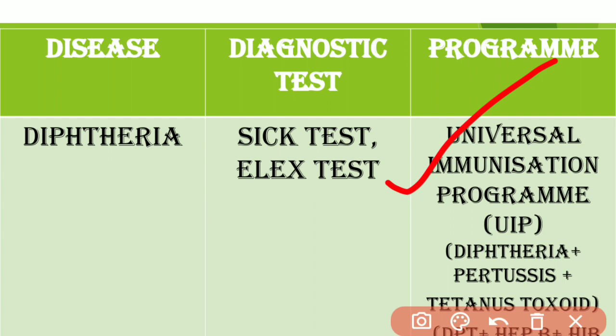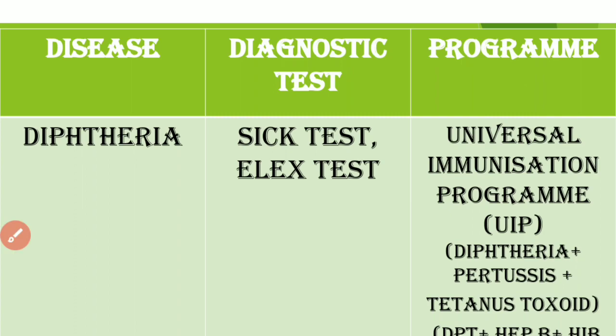In this program, there is no single vaccination available for diphtheria, but the vaccination which is given in combination, the first one is the diphtheria, pertussis plus tetanus toxoid vaccine, which is given for the control of the diphtheria infection.